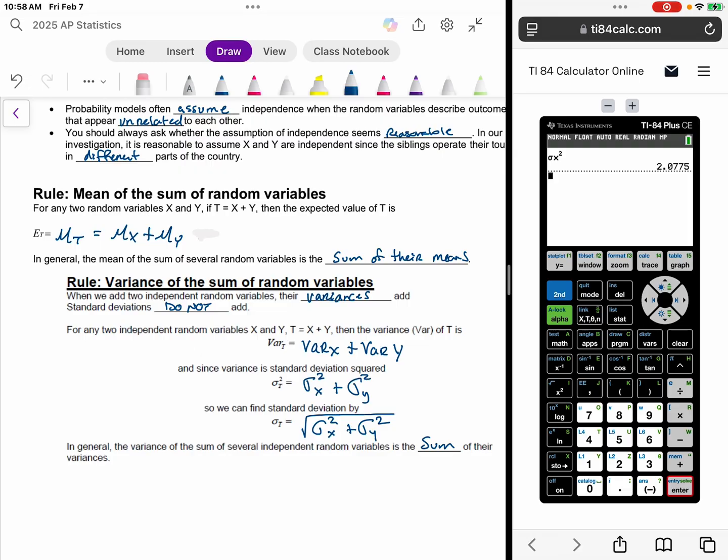So the variance of the sum of several independent variables is the sum of their variances. And then the standard deviation of the sum is the square root of the sum of the variances. And that's what we got. That's kind of a little side note. The standard deviation is the square root of the sum of the variances.